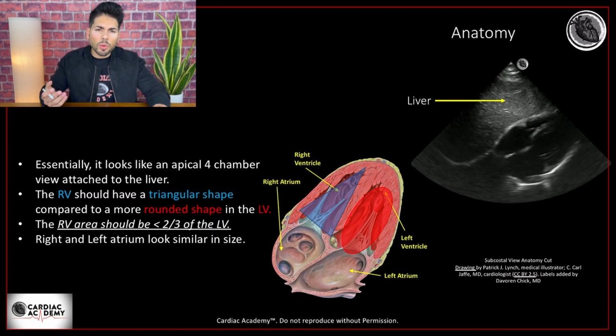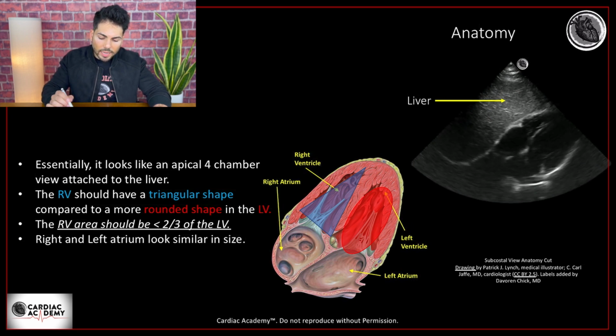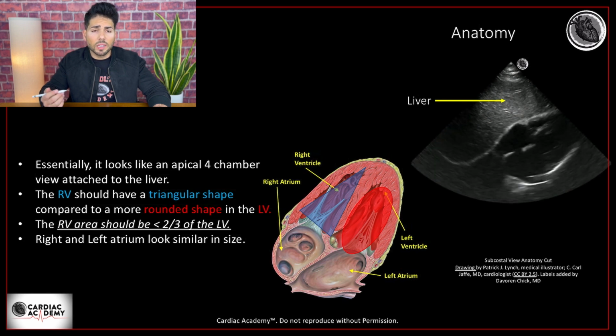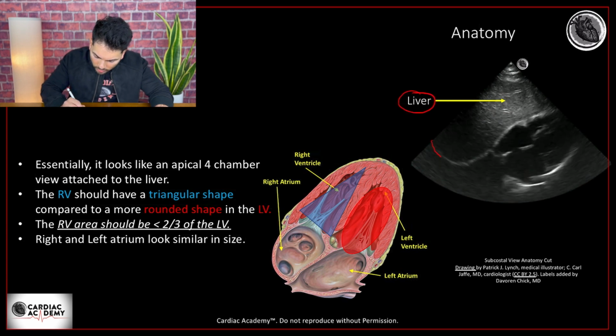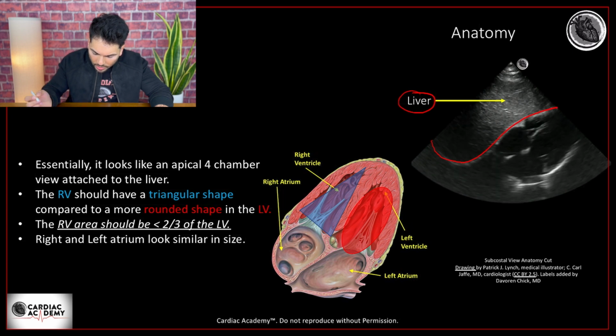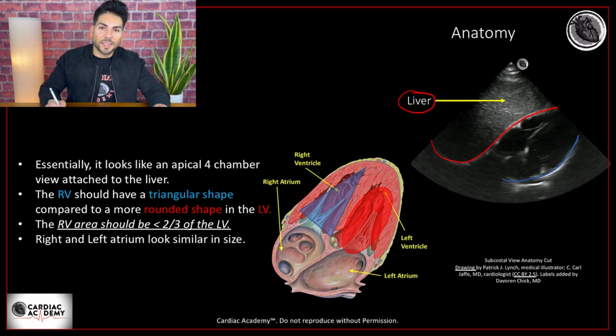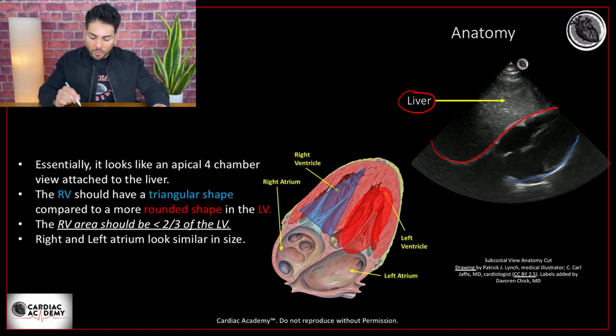Now, reviewing a little bit of anatomy, you're going to see that this view looks almost exactly like an apical 4-chamber view, which we're going to discuss in a future video. The difference is that you're going to see the liver, okay? You can see here, all of this structure is the liver. And then below that, you see the heart. I'm going to color it in blue or purple. I'm colorblind, by the way, so I'm not entirely sure whether this is blue or purple, but it's different than red, okay? So you see the liver in red, and then in blue or purple, you see the heart, okay?